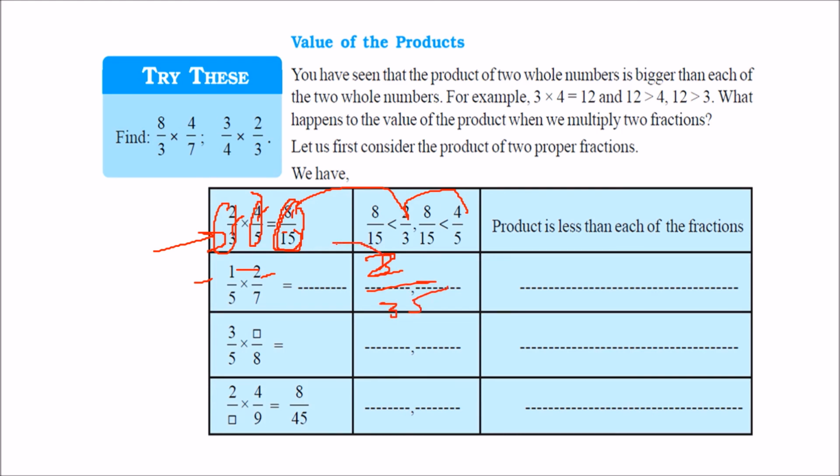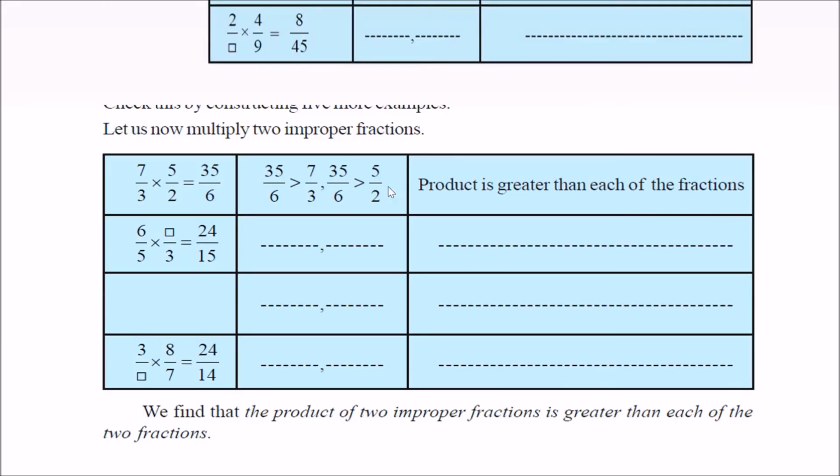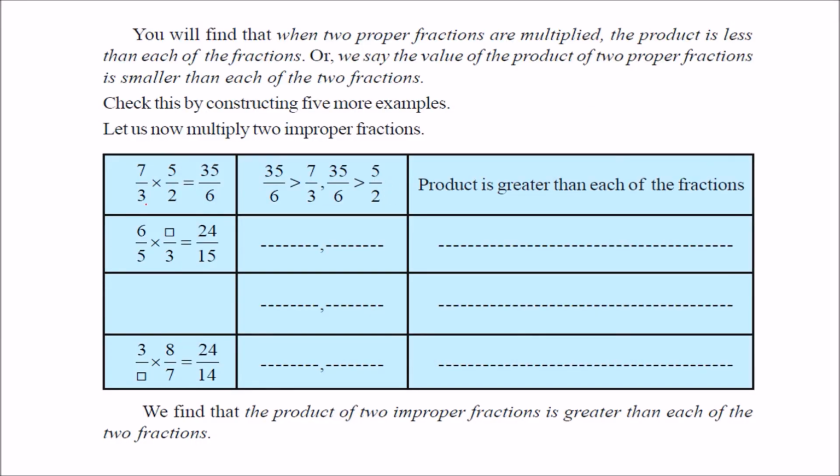I hope you got the idea. Let me conclude this. When two proper fractions are multiplied, the product is always less than the fractions involved. Okay. So now we go to improper fractions. Improper fraction means the numerator is bigger. A proper fraction is one where the numerator is lower than the denominator. An improper fraction means the numerator is greater than the denominator.